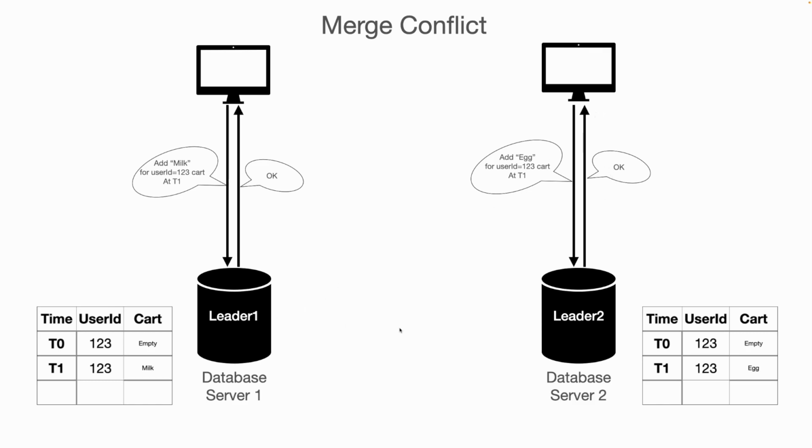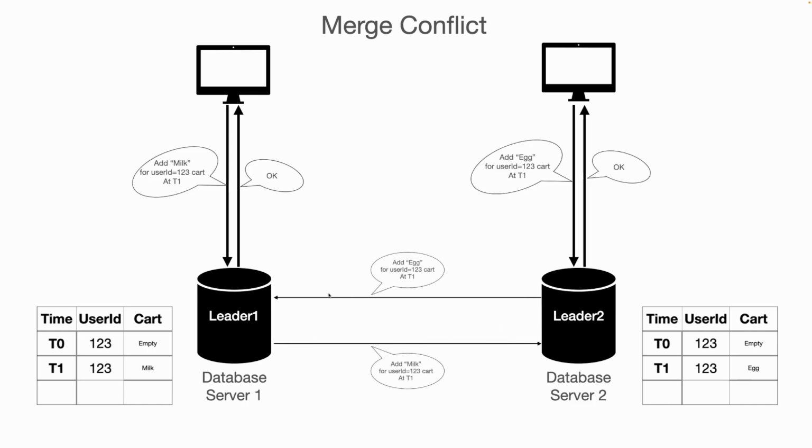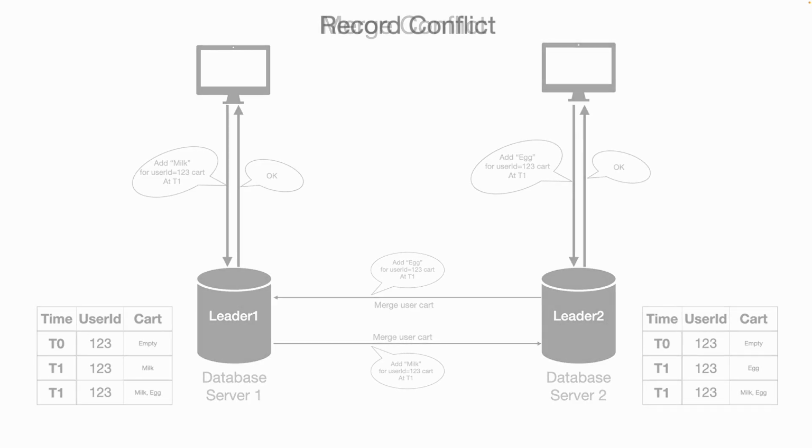Now what happens when we are syncing? Leader 1 initiates the sync and leader 2 also initiates the sync. Leader 1 tries to add milk to the user cart in leader 2's database. Leader 2 will merge both values, milk and egg, in the cart, and the same is done by leader 1. Leader 1 also merges both values, milk and egg. So in that way, in some cases we can resolve conflicts using a merge.